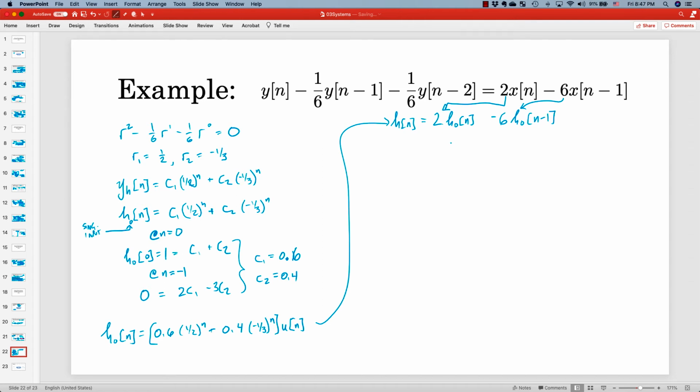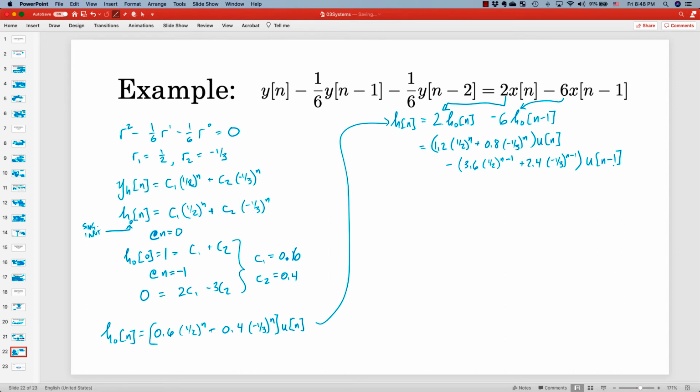Okay, so if you plug in our result, this is going to get a little messy, but it's 1.2 times (1/2)^n plus 0.8 times (-1/3)^n. Those terms start at n = 0, and we're going to subtract 3.6 times (1/2)^(n-1) plus 2.4 times (-1/3)^(n-1), and these terms only become active at n = 1.